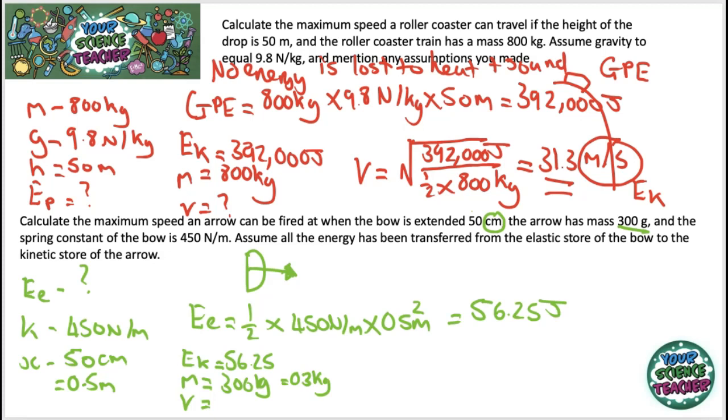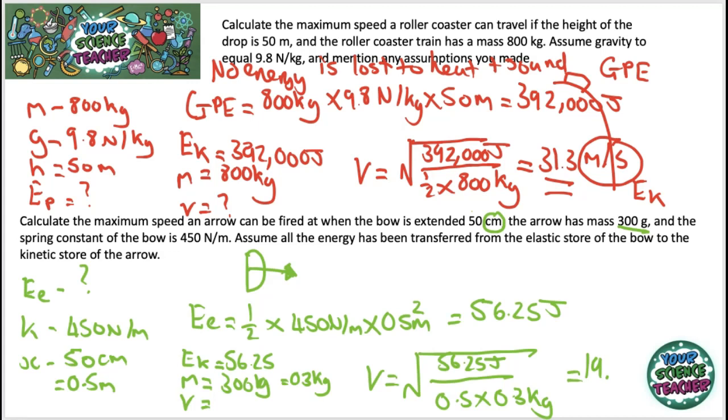So just like the above example, V equals the square root of the kinetic energy divided by half times mass. So it's going to be 56.25 on top and a half times by 0.3 kilograms. And let's see what our answer is. And I got it to be 19.4 meters per second. I actually got on the calculator 19.364, and I rounded it up to make it 3 significant figures.